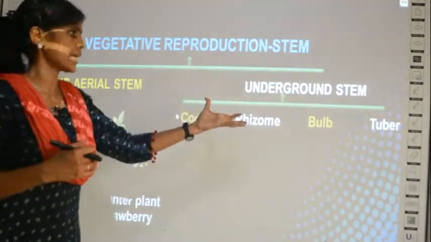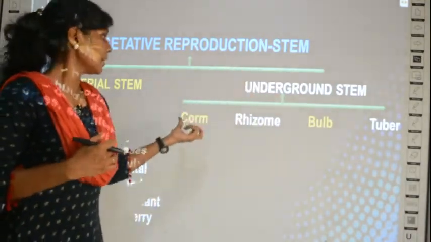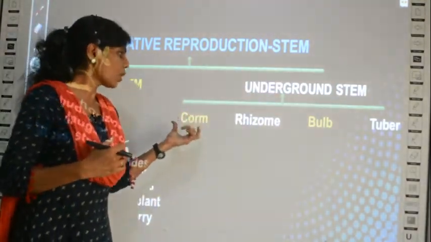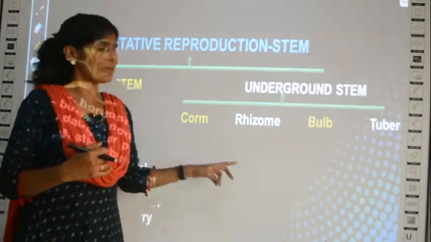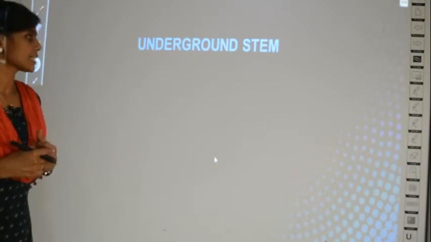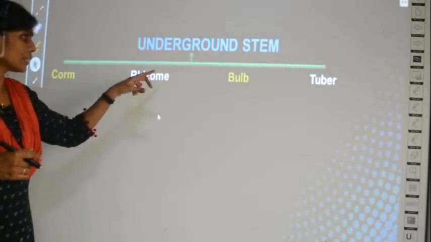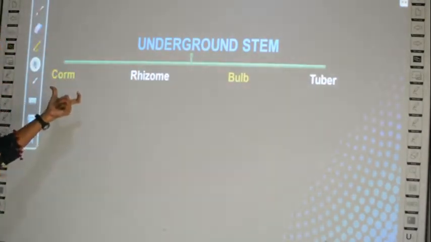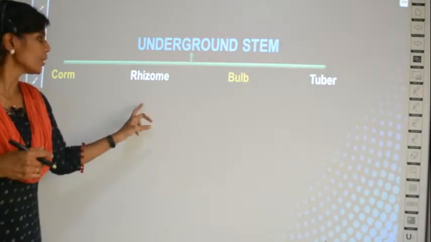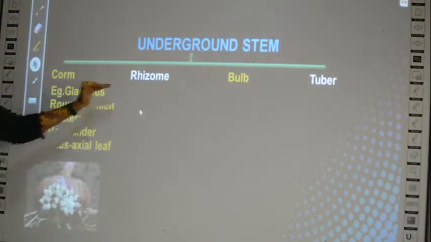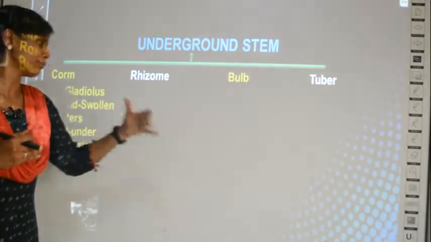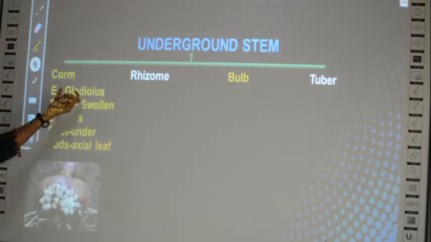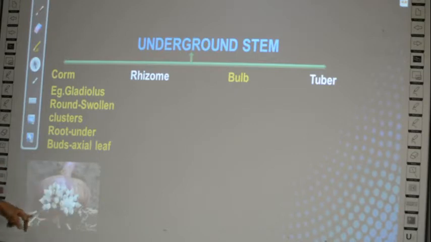What about the underground stem? It can be of 4 types called corm, rhizome, bulb and tuber, about which we will be learning in detail in the next slide. So I told you underground stems are 4 types called corm, rhizome, bulb and tuber. For all these you have examples that you have to memorize from the exam point of view. Example for corm is gladiolus. So this is the corm's example.